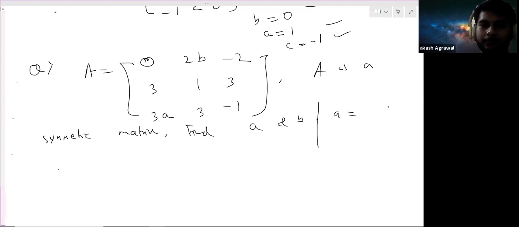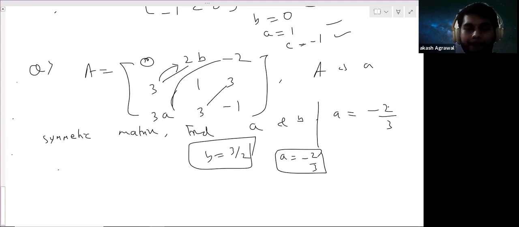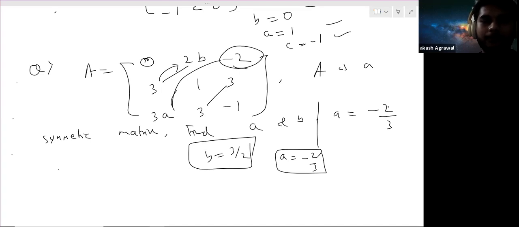Look, it is very simple. In a symmetric matrix, these elements are equal, right? So 3 must be equal to 2b, so b must be equal to 3/2, and 3a is equal to -2, so a must be equal to -2/3. Okay, Aliza? Sir, I can't see it, in front of 3a there is -3. No, where is -3? It is -2. Oh, you wrote it, I wrote it wrong.